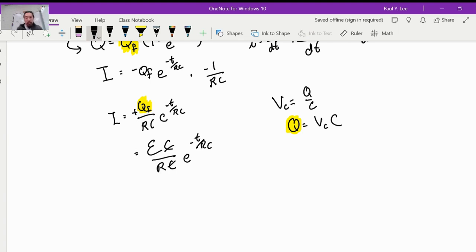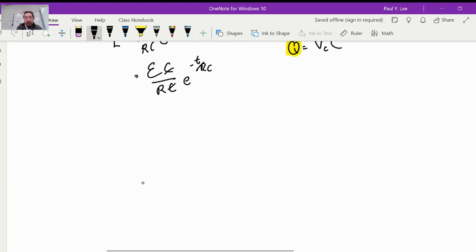And this, the C's or the capacitance, do cancel out. So that gives us voltage over R times e to the negative t over RC. Now, once again, we can clean this up, and that's what's really cool about this because of Ohm's law. Ohm's law is V equals IR, and for our circuit here, we said that our V total is epsilon, IR.